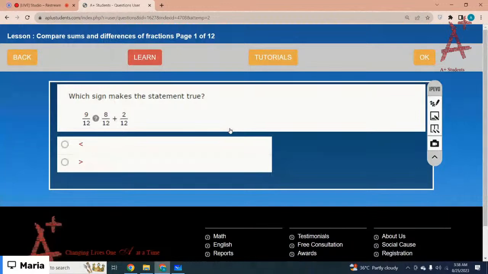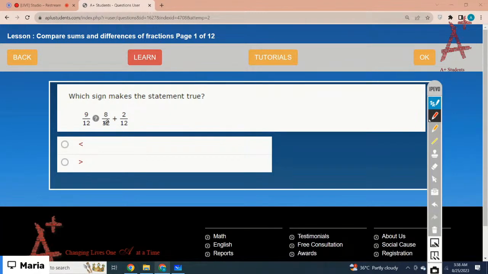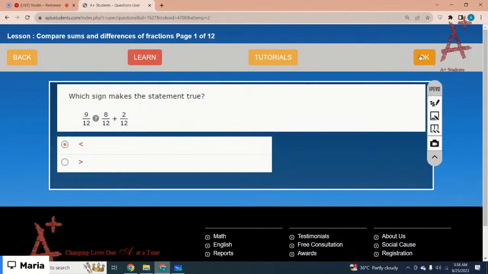Which sign makes the statement true? You have to add, just solve this side. They have like denominators. 8 plus 2 is 10 over 12. You have to compare 9 by 12 to 10 by 12. So which is the correct option? They have the same denominators, right? Just look at the numerators. 9 is less than 10, right? That means 9 by 12 is less than 10 by 12. Correct option is option number 1, less.